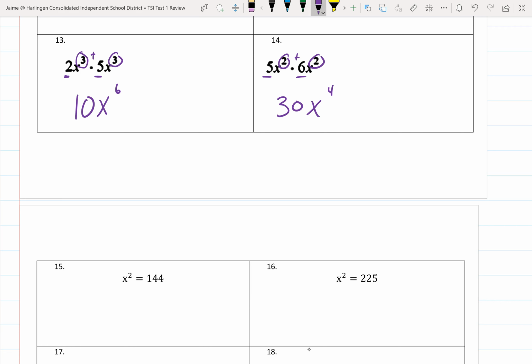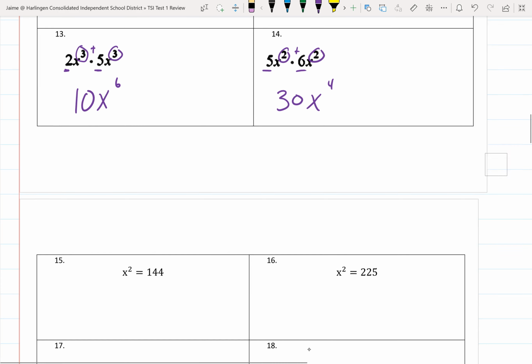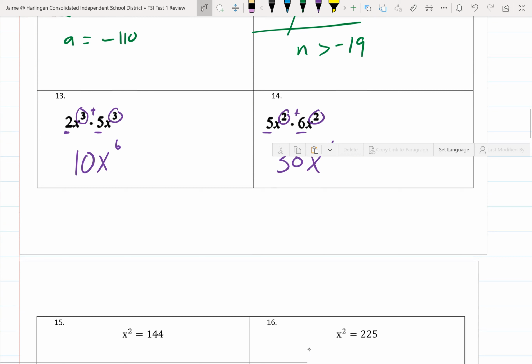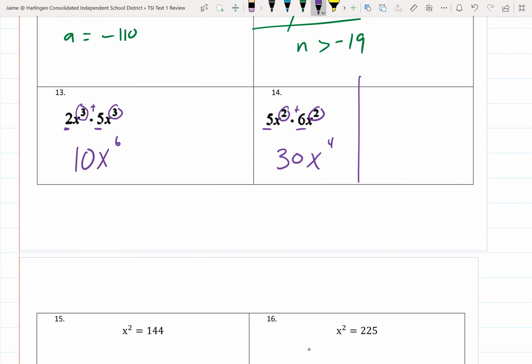Remember that we can only add them if they're the same letter. Okay, so be careful if on the test, I forgot the test question, had it said times 6y squared, then it would be 30x squared y squared, because we can't combine those because one's an x, one's a y. Okay, just be careful with that.